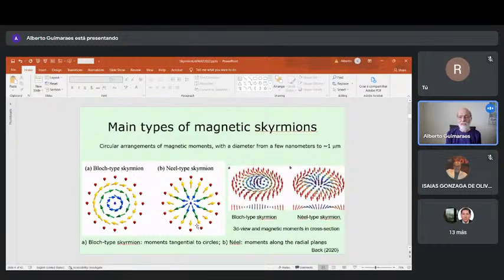In the case of the Bloch-type Skyrmions, the moments are not contained in the plane of the diameter. They turn in and out of the plane. And in the Néel type of Skyrmion, the moments are contained in the plane of the diameter. They turn, but inside the plane of the diameter.